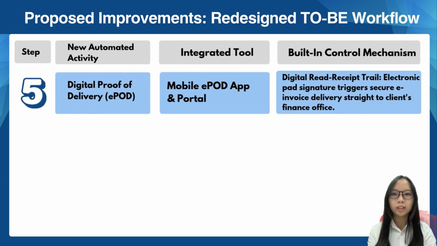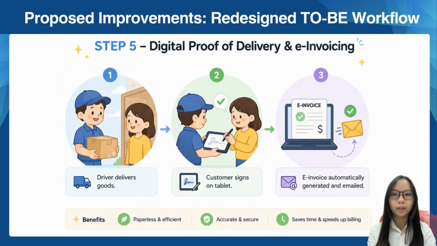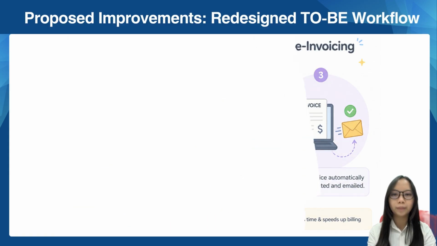Fifth, digital proof of delivery, or EPOD, replaces traditional paper-based documentation. Customers acknowledge receipt electronically, and the system immediately regenerates and sends an e-invoice. This creates a complete digital audit trail and eliminates disputes regarding invoice delivery.